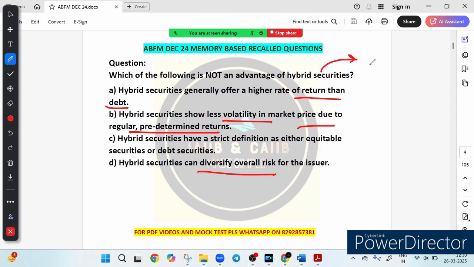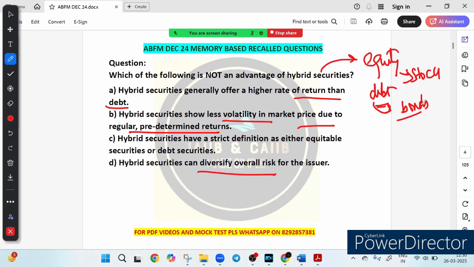Hybrid securities are financial instruments that have both the features of equity and the features of debt. When I say equity, it means stock, and whenever I say debt, it means bonds. So they have features of both. You can think of them like a hybrid car. It uses both petrol as well as electricity. Similarly, hybrid security take characteristics from both stock and bond.